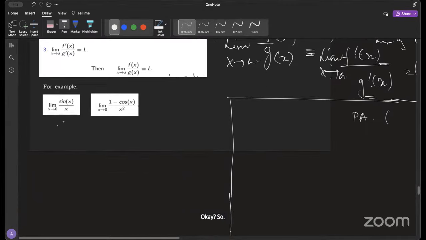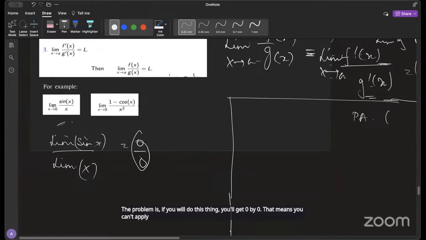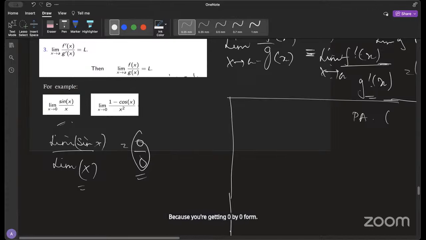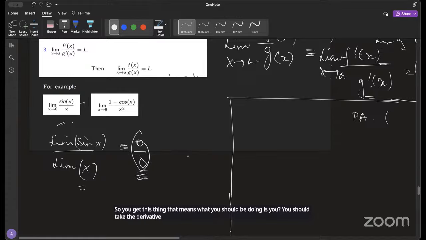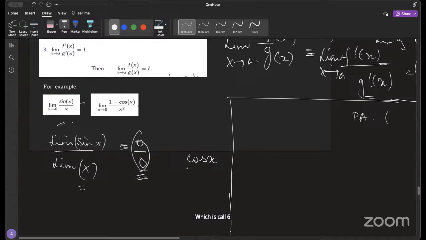So, for example, let's just say you have sine x by x. If you take the limit of sine x by x, this is not how you do it. The problem is, if you separate the limits, you'll get 0 by 0. That means you can't separate the limits over the numerator and denominator here, because you're getting 0 by 0 form. You can't separate the limits over these two if you're getting an indeterminate form. Where you get this, you should take the derivative of sine x, which is cos x, then take the derivative of x, which is 1. Should I just write down the derivatives first?